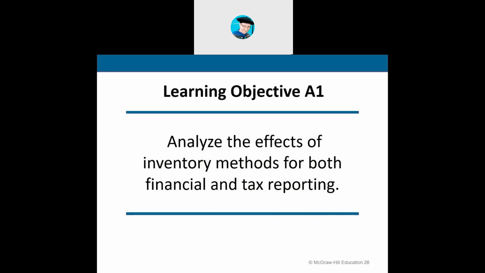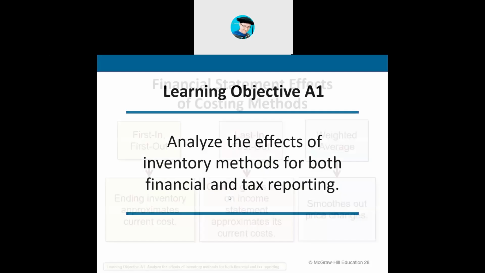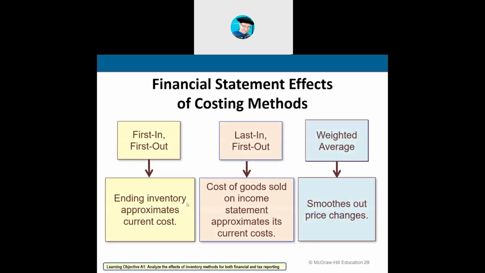Okay, let's analyze the inventory. So first in, first out, last in, first out, weighted average. These are the 3 most commonly used methods for calculating the cost of inventory. The ending inventory is the approximate cost for first in, first out. Last in, first out, the cost of goods sold on the income statement approximates the current cost. This is just kind of a summation, right?